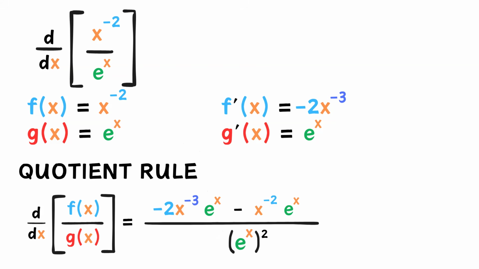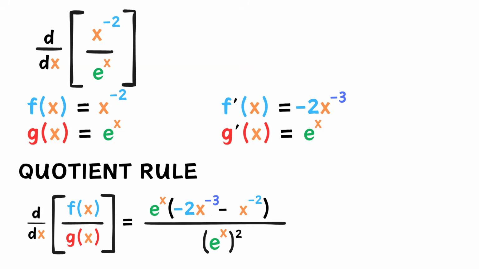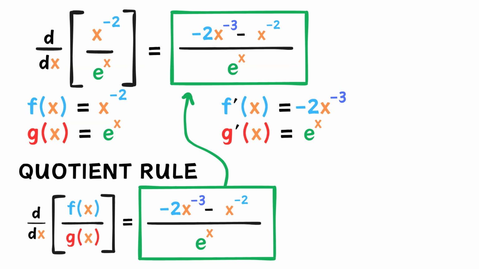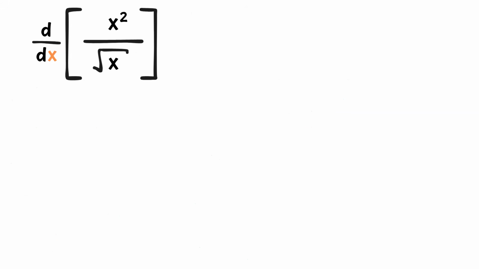Awesome. Now let's simplify. Notice in the numerator, both terms have e to the x. So let's factor that out. And once we do that, we notice that the denominator has e to the x squared. So we can cancel out the e to the x in the numerator. This leaves us with negative 2x to the power of negative 3 minus x to the power of negative 2 over e to the x. And there we go. The derivative of x to the power of negative 2 over e to the x is negative 2 times x to the power of negative 3 minus x to the power of negative 2 over e to the x.